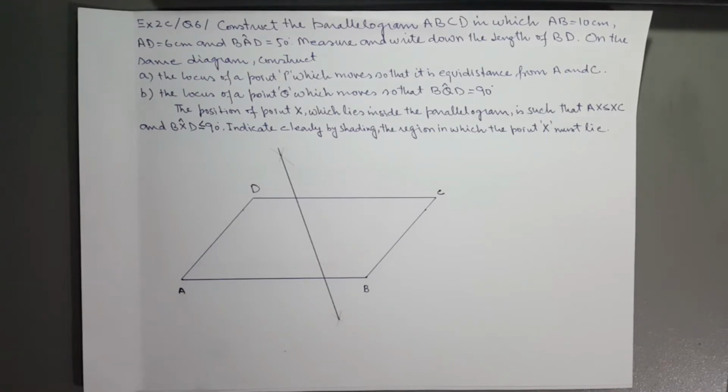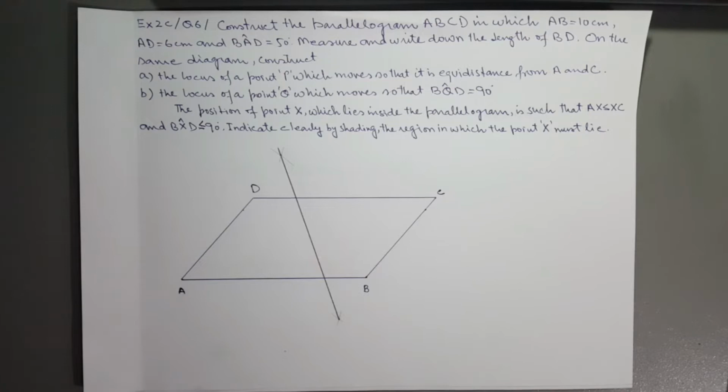I have already drawn the parallelogram, and keep one thing in your mind: the adjacent angles of the parallelogram are supplementary. If angle A is 50 degrees, then angle B is 130 degrees. We will measure and write down the length of BD.